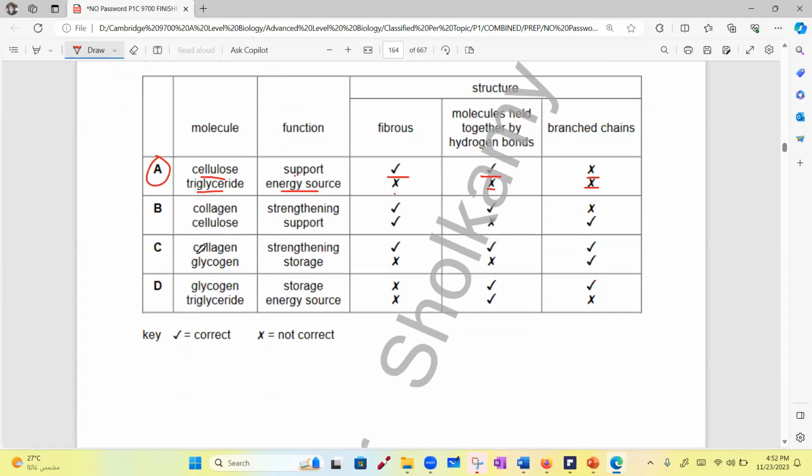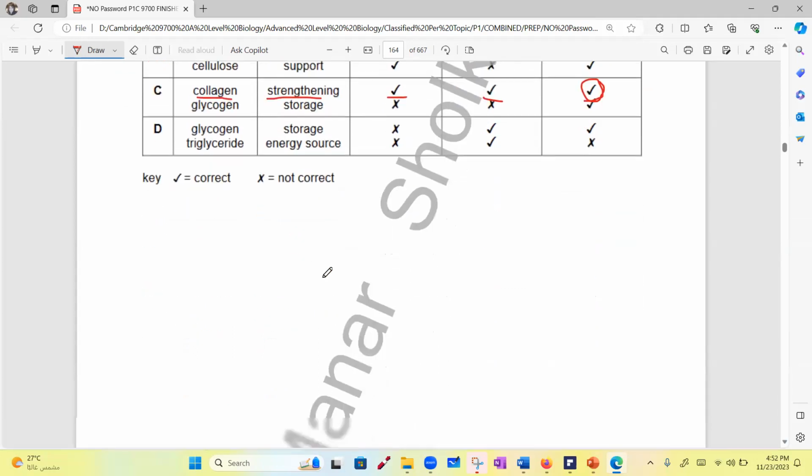Let's take C, for example, collagen. Function, strengthening. Okay, fibrous, collagen. Is it fibrous? Yes, it is fibrous. Molecules held together by hydrogen bonds? Yes. Branched. Is collagen branched? No, collagen is not branched. To cut a long story short so that you're never confused, the only branching molecules are amylopectin and glycogen. So C is wrong and you'll find a mistake in each and every one of them.